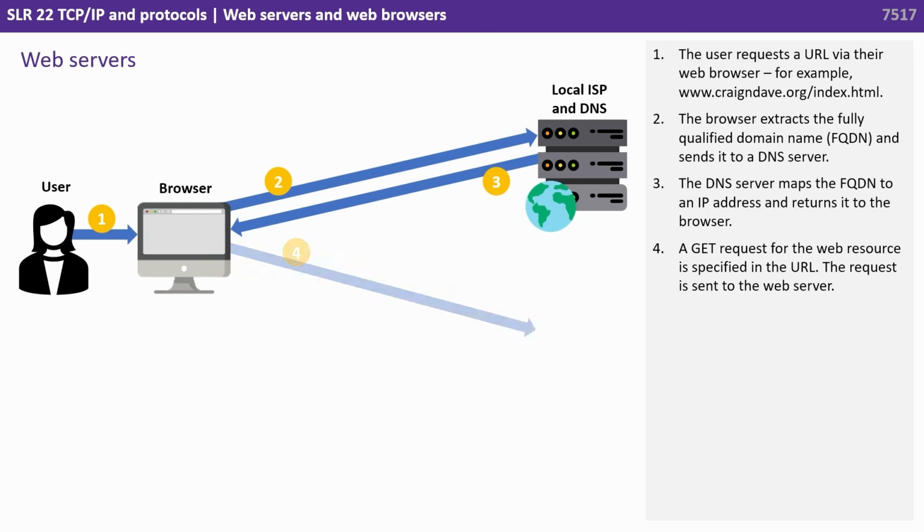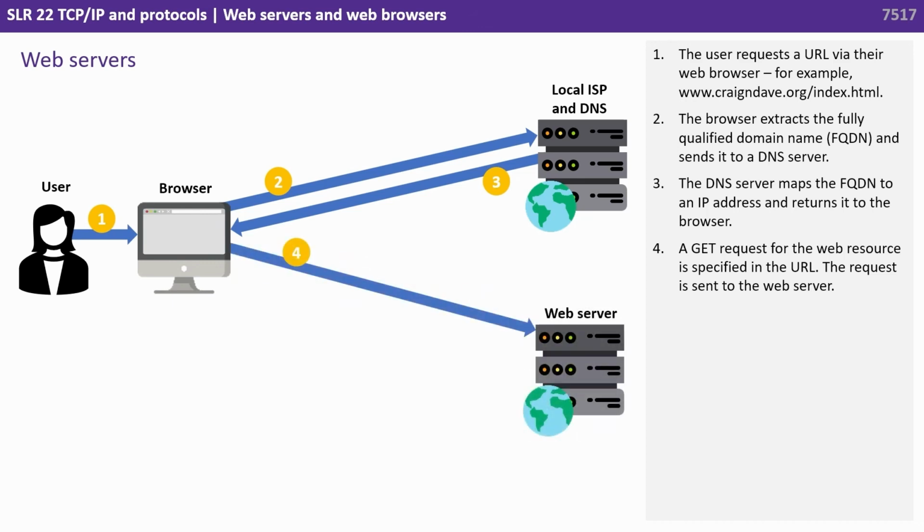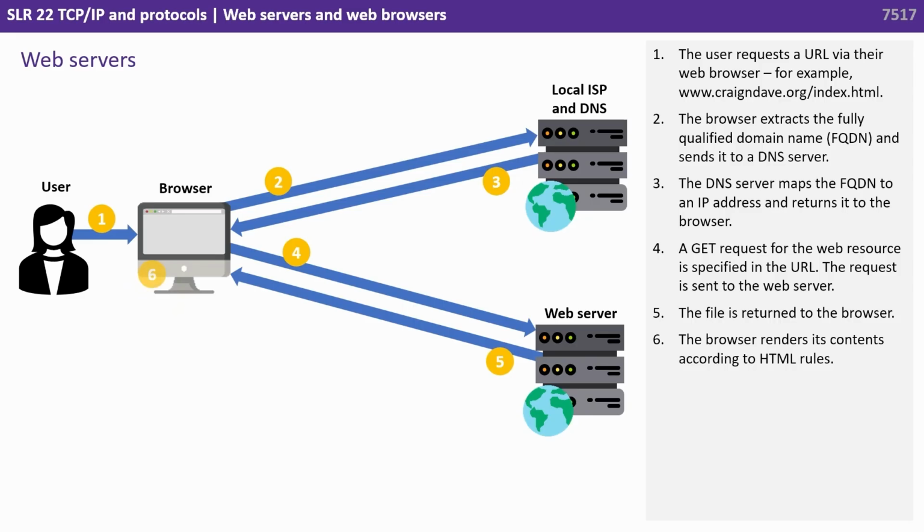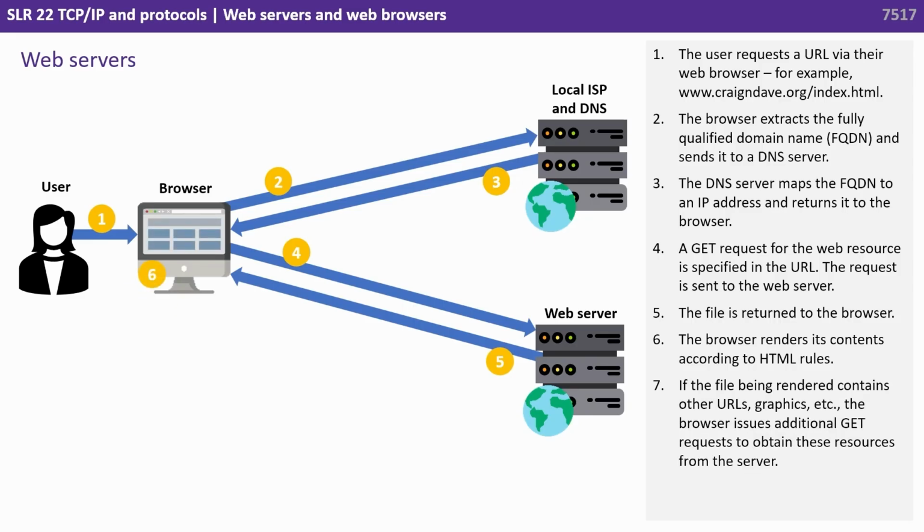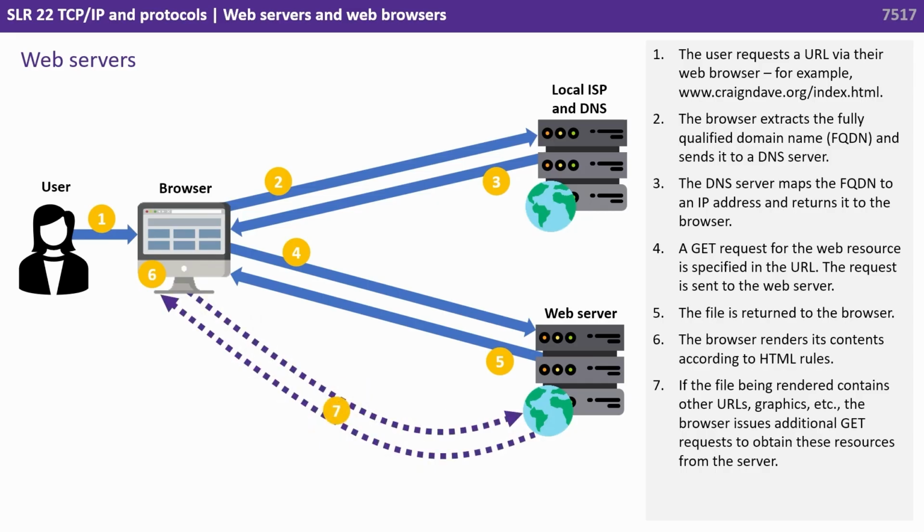A GET request for the web resource is specified in the URL and the request is sent to the web server. The files return to the web browser. The browser renders its contents according to the HTML rules. And if the files being rendered contained other URLs, graphics, the browser issues additional GET requests to obtain these resources from the server.